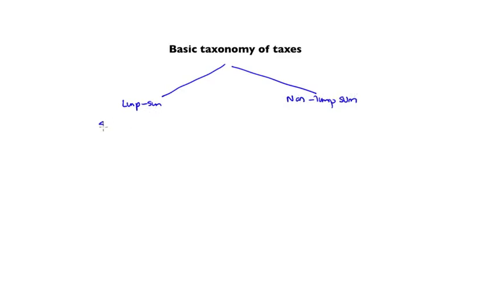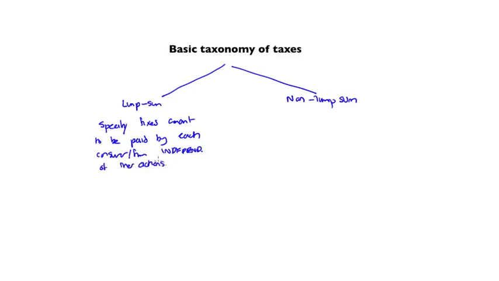A lump sum tax specifies a fixed amount to be paid by each consumer or firm, and this is key, independently of their actions. It just says John Smith pays $1,000, Pedro Lopez pays $5,000, independent of what they do. And by the way, we're going to denote positive amounts as taxes, and negative amounts as transfers to the consumer or firm.